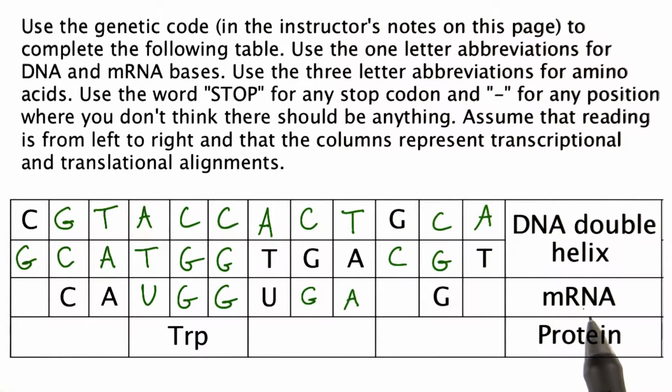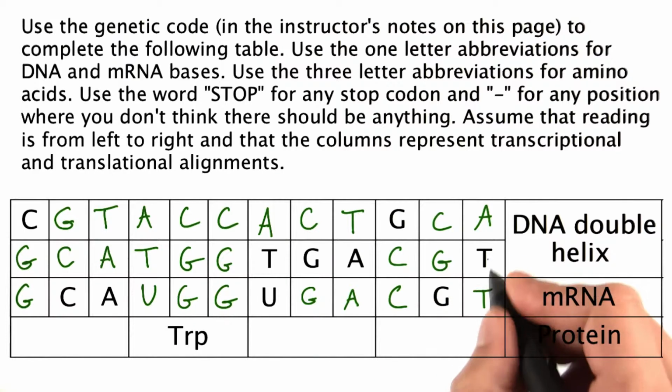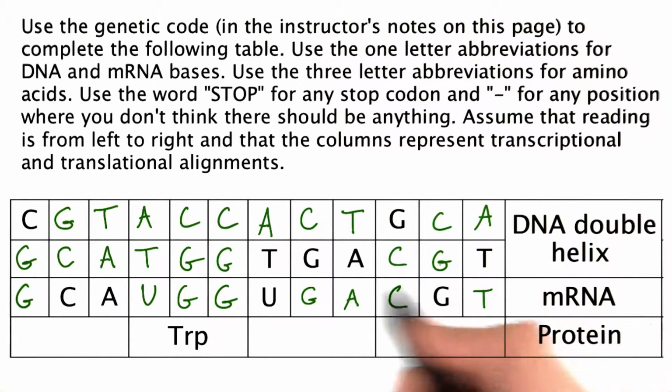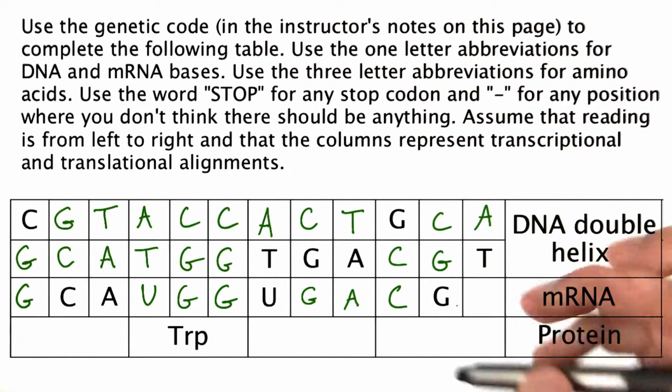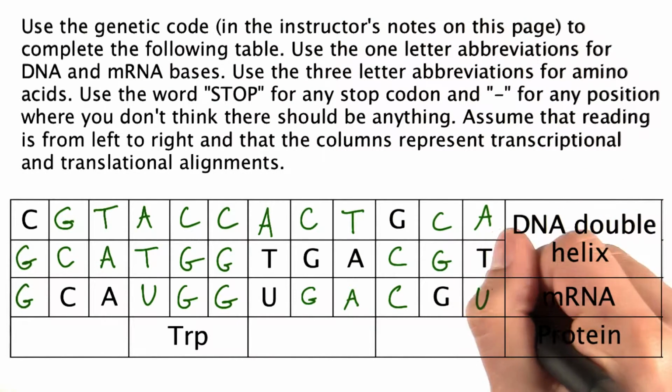Now let's fill in the mRNA. We know that's going to be a guanine. It's going to be a cytosine and a thymine, right? It should match here, except, I made a mistake. My mRNA has a T. It should only have a uracil, right? All thymines are replaced by uracils.